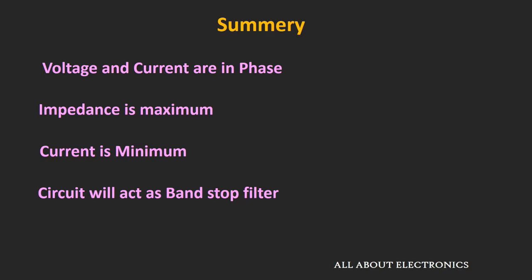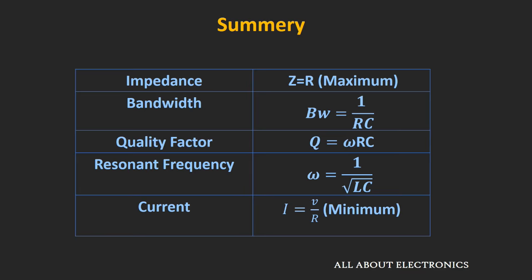Also this parallel resonant circuit acts as a band stop filter because it rejects one particular frequency and passes all other frequencies. And it acts as a current magnifier because at resonant frequency the current flowing through the inductor and capacitor is multiplied by the value of the quality factor. So these are the equations which we have derived for the parallel resonant circuit.